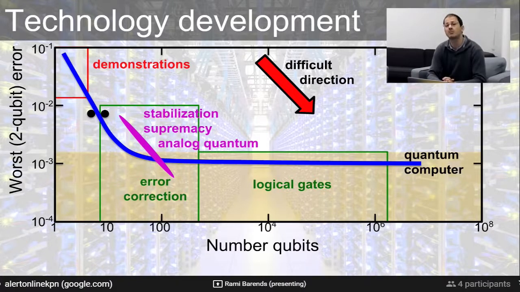And we have to increase the number of qubits. And when we're able to do so, between 10 and 100 qubits, we can start to think about implementing error correction. The errors of the system are low enough that you can start to correct them. We can start to also run quantum supremacy algorithms. When we increase the number of qubits and keep the error low, we can start to implement logical gates and finally logical qubits. And at higher numbers, you arrive at a fully fledged quantum computer.